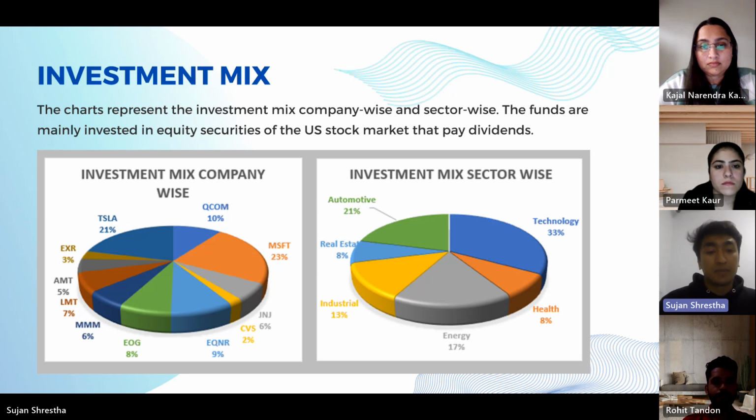Now moving towards the investment mix based on company-wise. We have invested in altogether 11 companies, and out of all, Microsoft, which belongs to the technology sector, holds the most proportion of our funds, that is 23%. Tesla, which belongs to the automotive sector, is just 2% below Microsoft, and it holds 21%, the second highest. Talking about the lowest one, there is CVS, which holds only 2% of our funds.